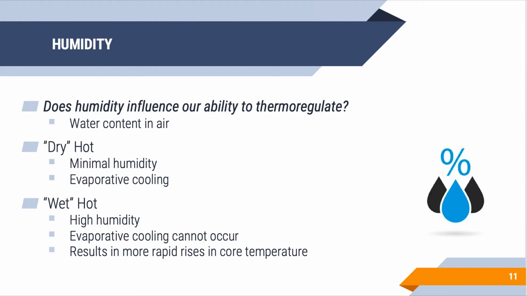Wet hot is high humidity. And because of that high humidity, when we sweat, it pools on our skin's surface and the evaporative cooling response cannot occur. Because of that, this results in more rapid rises in core temperature and can be a greater physiological strain on our system.